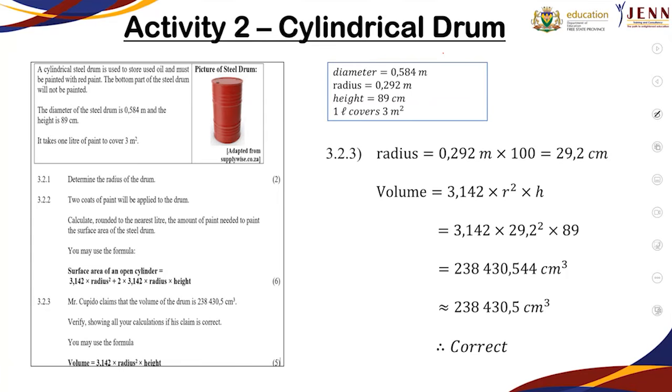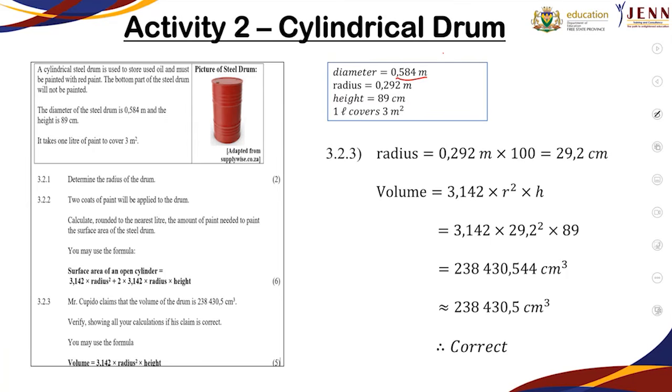3.2.3. Mr. Cupido claims that the volume of the drum is 238,430.5 cubic centimeter. Verify, showing all calculations, if his claim is correct. You may use the formula volume equals 3.142 multiplied by radius squared multiplied by height.